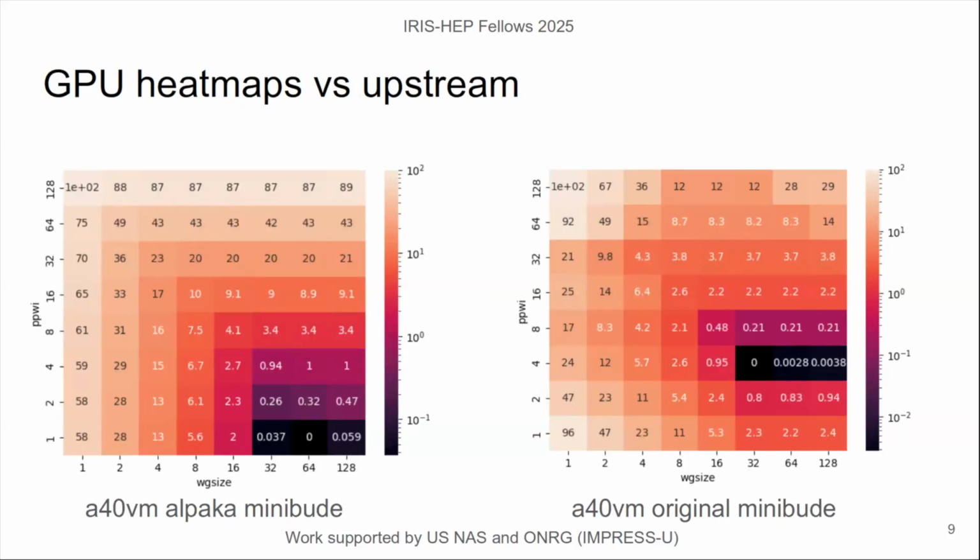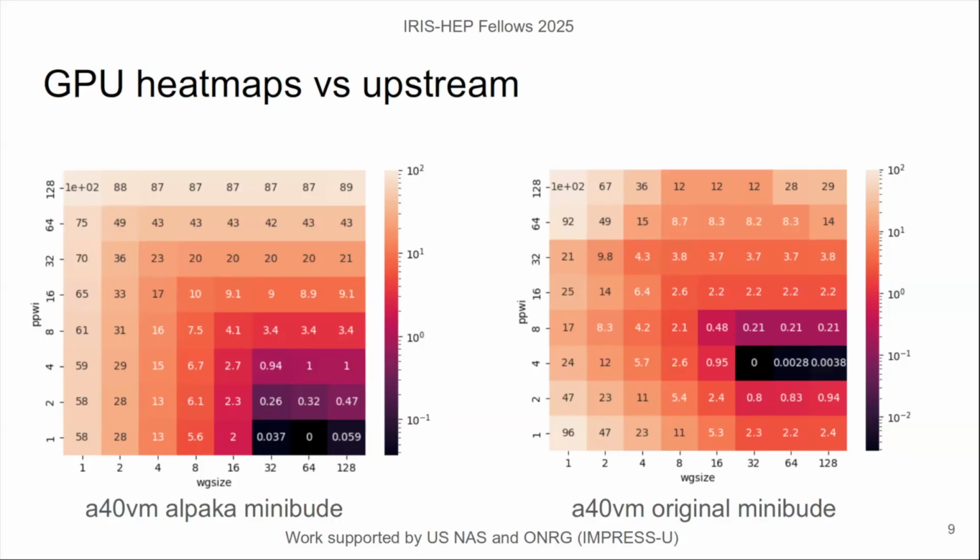Here are heat maps for the full sweep of two parameters, PPVI and feature size, on an A40 virtual machine. Left is our Alpaka port, and right is the original mini-builder. The color is on log scale, so dark cells mark the fast regions, and the numbers in the cells are normalized results. So 0 is the best result, and 100 is the worst one.